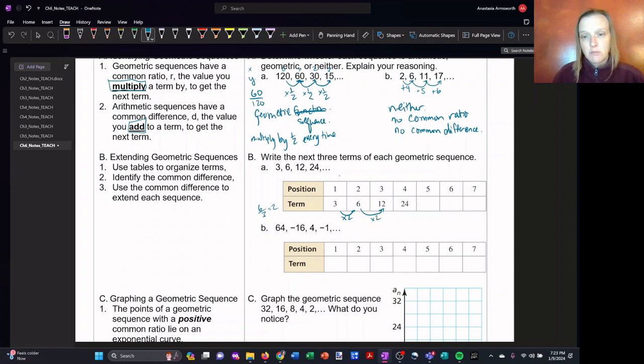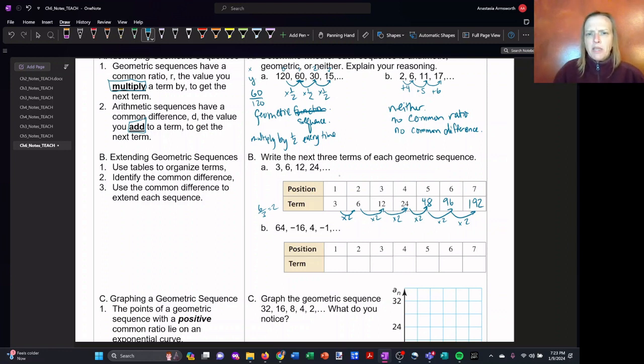And yes, 6 times 2 is 12. 12 times 2 is 24. So we just continue along the way. What's 24 times 2? It's 48. What's 48 times 2? It's 96. What's 96 times 2? It's 192. So we can determine the next few terms just by extending the sequence, extending the pattern that we've identified.